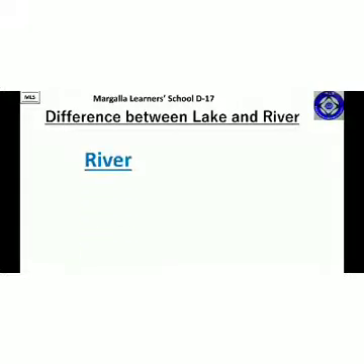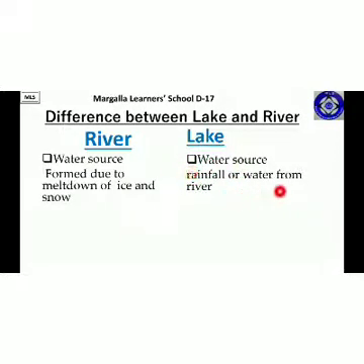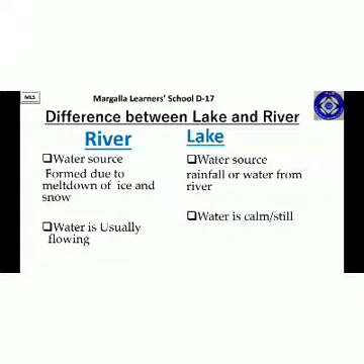Now the question arises: what is the difference between a lake and a river? Both are water bodies. The difference is that in river, water comes from the melted ice and snow. The ice and snow which melts down from glaciers becomes the part of a river. On the other hand, lake is the water which is obtained from rainfall, or which comes from river. So the water sources of both lake and river are different. The next difference is that the water is in constant movement in river, flowing from one end to another, while in lake the water is calm or still. It is not in flow all the time. I hope that the difference between river and lake is clear.